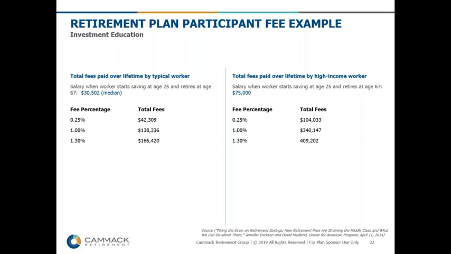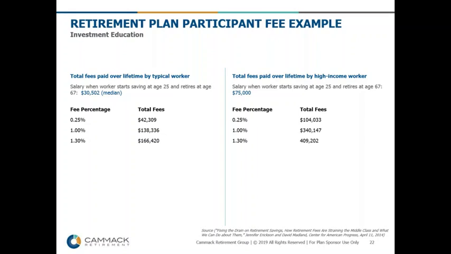If somebody can save 0.25% or 25 basis points on the left-hand side, then for that low-paid worker, that's $42,000 they would have more in their retirement if they could lower their fees by 0.25%.